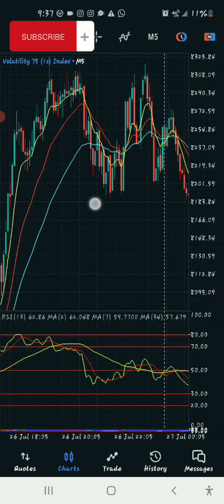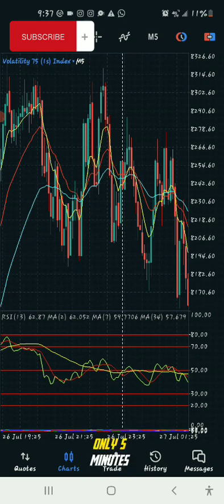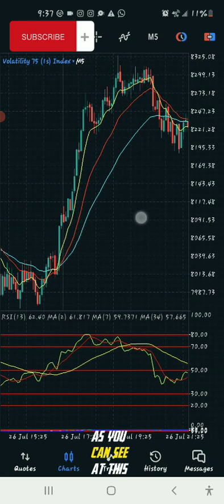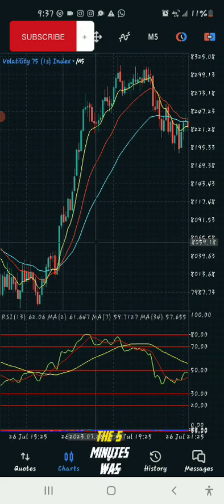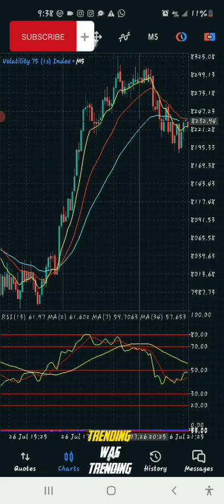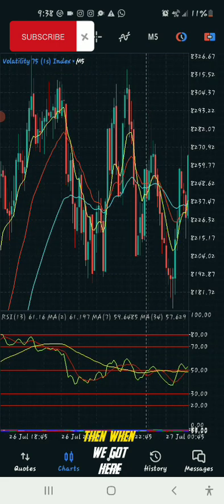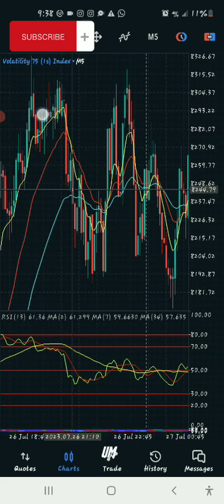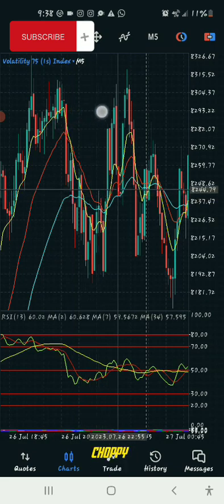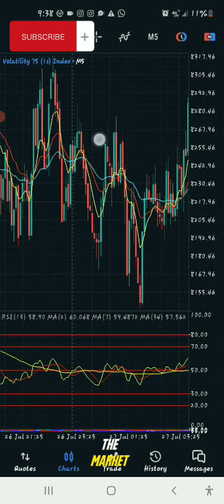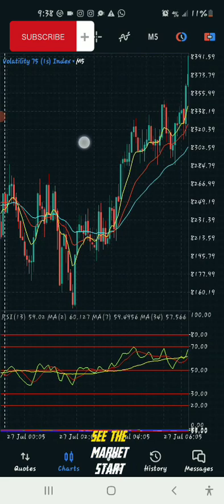You also have to check on the 5 minutes if the 5 minutes is choppy or trending. As you can see at this place, the 5 minutes was trending, trending, trending. Then when we get here, the market started ranging. So it's becoming choppy, choppy, choppy. So you just stay watching the market, and you see the market start trending again.